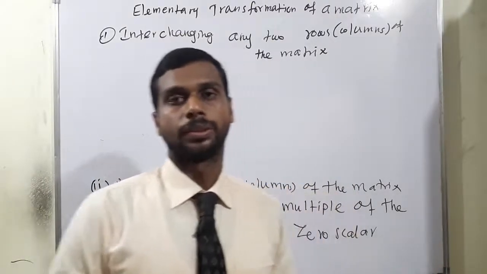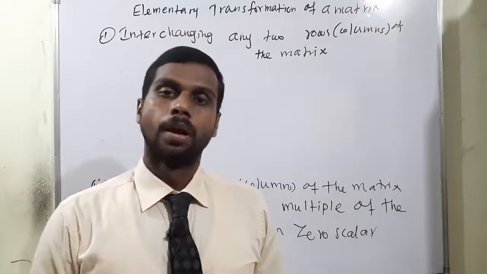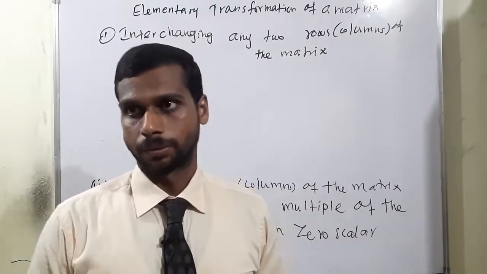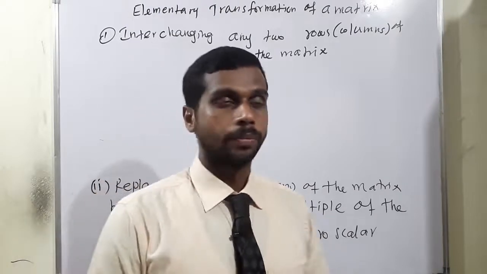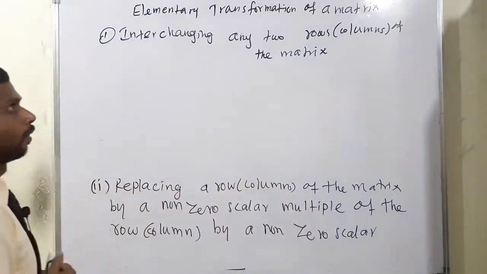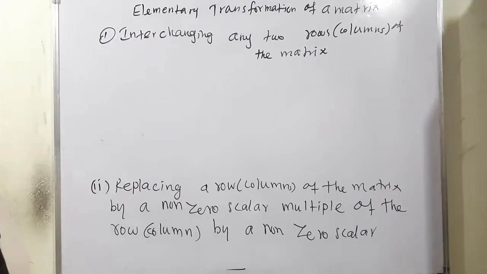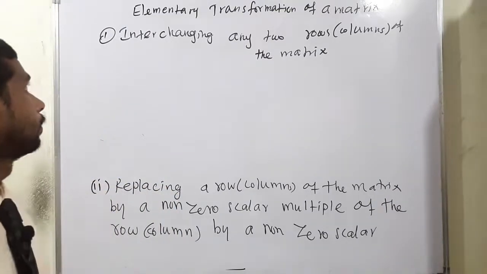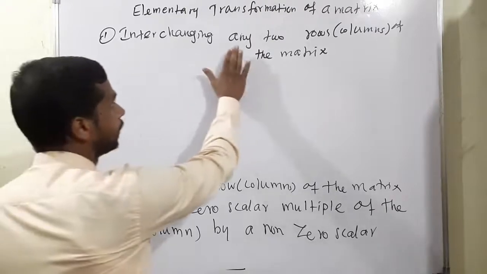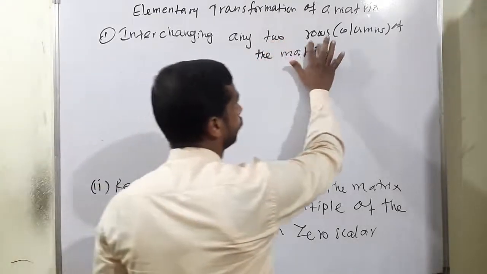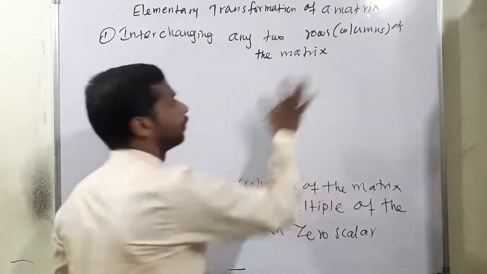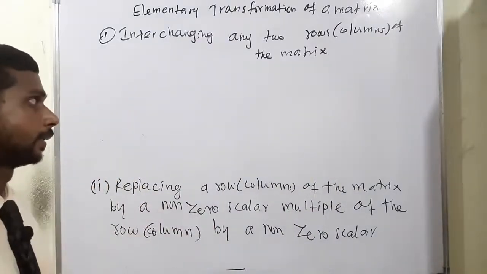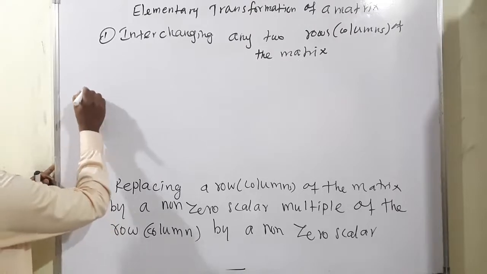In this conversation, we are going to discuss three important concepts and related examples and exercises also. Concept number one: elementary transformation of a matrix. In your book, three important conditions are given. Condition number one: interchanging any two rows or columns of the matrix. Example: consider a 3 by 3 matrix.